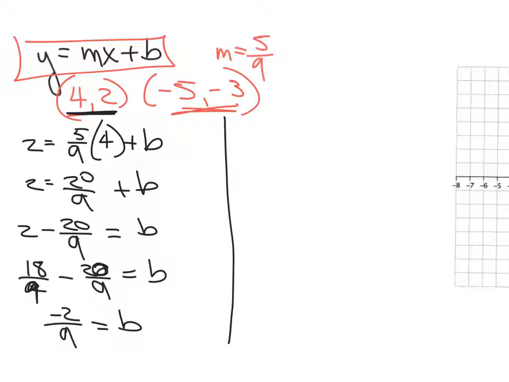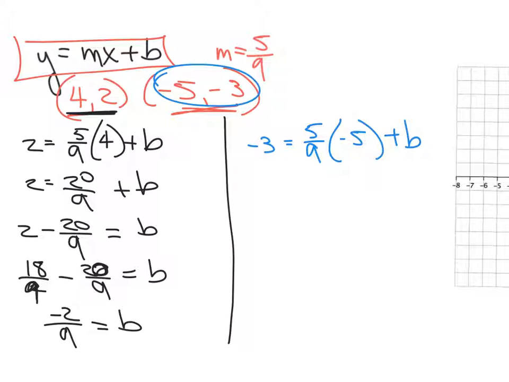Okay, let's do the exact same thing on the right hand side, but I'm going to use these points instead. So instead of a 2, I'm going to use a negative 3 for my y. I'm going to keep using my slope of 5/9. My x value is negative 5 plus b. Alright, so negative 3 equals negative 25 over 9 plus b.